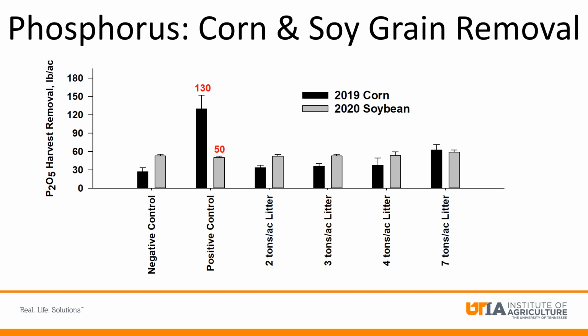And I'm focusing here mainly on the positive control because the positive control, of course, maximized yields for the corn. Phosphorus removal for the corn grain was 130 pounds of P2O5 per acre, and for the subsequent soybean crop was 50 pounds of P2O5 per acre, again for very good yields. So these are fairly high numbers, but you can see that the total is approximately 180 pounds of phosphorus for the rotation.